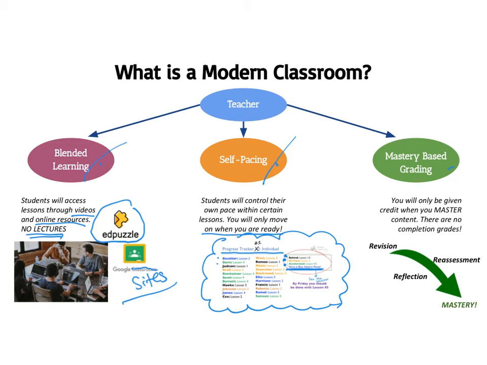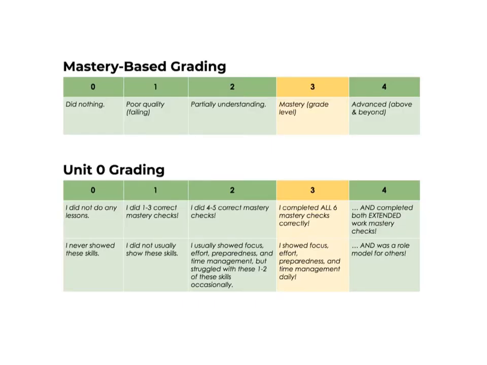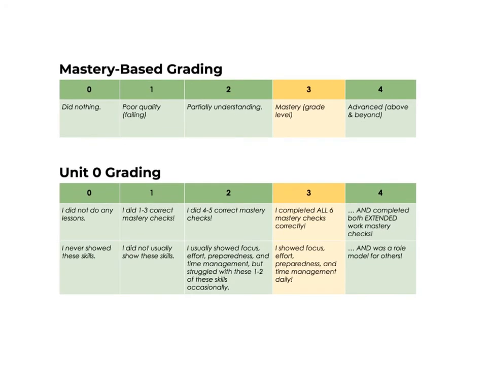Finally, mastery-based grading. This means that you're only going to get credit when you've mastered the content. So there's no completion grades. So if you finish a lesson, you do your mastery check, and you don't pass, you're just going to revise until you pass and achieve mastery. So mastery-based grading is what I'll be using in my class. That means you have to earn a 3 before you can move on to the next lesson.